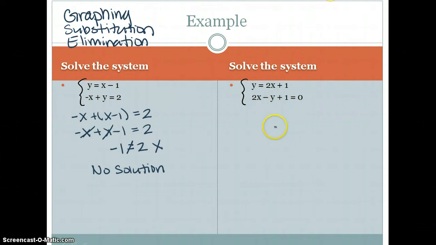So for the second system, again, you can use substitution, elimination, or graphing. I'm going to rewrite this in order to use elimination to show you an example for elimination. I'm going to start by adding 2x to both sides of the first equation. So you get negative 2x plus y is equal to a positive 1.